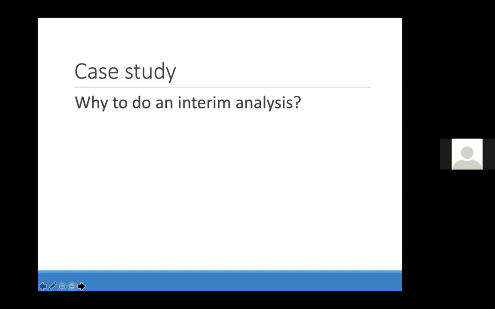Yeah, thank you. I think from the book, we can see 3 major reasons. Those are efficacy, safety, and futility, where we might want to evaluate the intervention over the control and see whether we need to continue or stop the study.